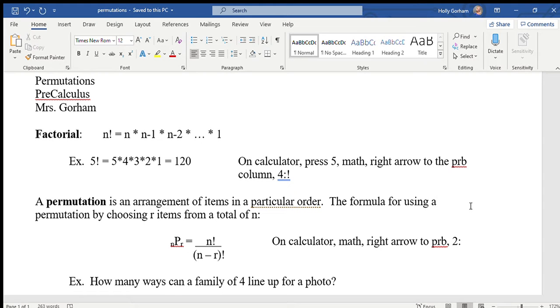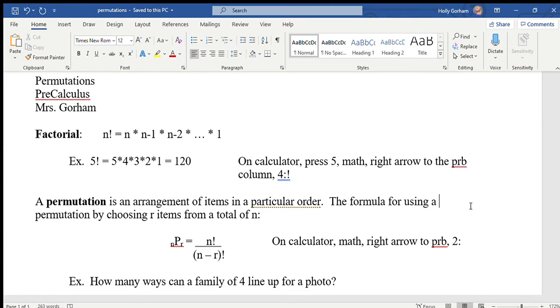When you see the exclamation point, that means factorial. And what that means is you multiply from that number in decreasing order all the way to 1. So for example, 5 factorial would mean you do 5 times 4 times 3 times 2 times 1, and that would equal 120. On your calculator, you type 5, then press math, then right arrow to the PRB, or maybe PROB column, and choose number 4, which is the factorial. And that should still give you 120.